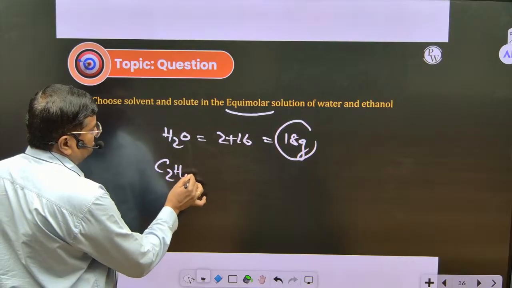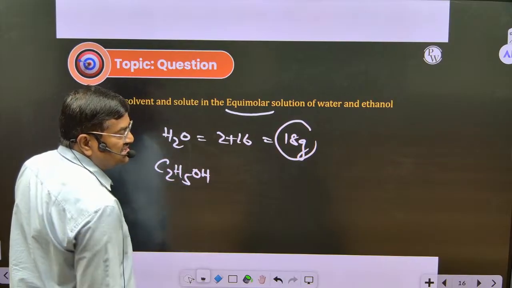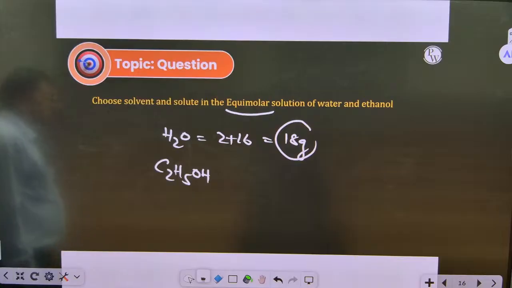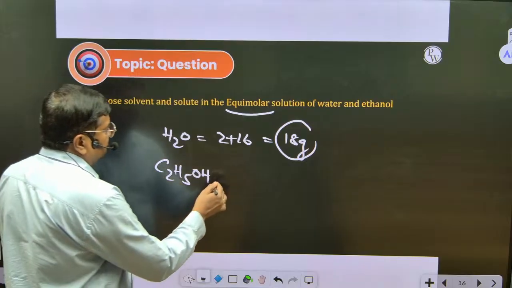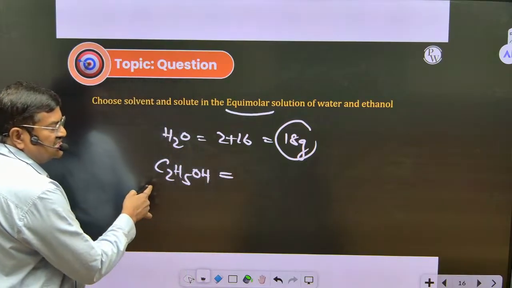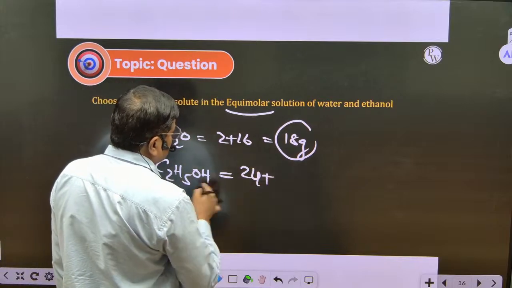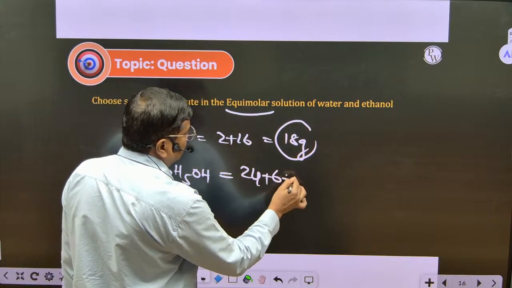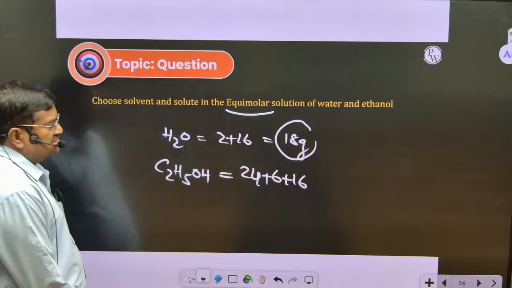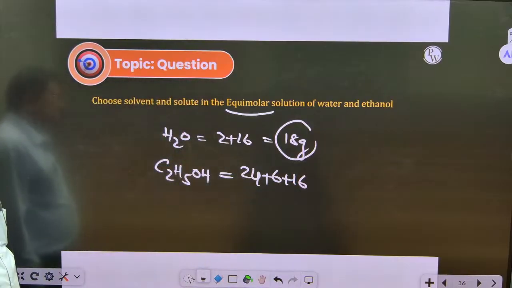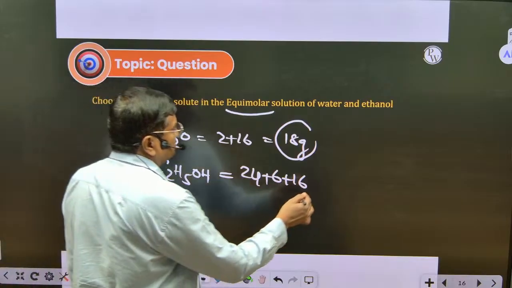Ethanol formula you have to know, later in organic chemistry people study. Ethyl alcohol is the common name, ethanol is the IUPAC name. Might be you know in 11th class organic chemistry. So find the molar mass of ethanol. Each carbon is 12, 12 into 2, 24. 24 plus hydrogen 6 plus 16. That comes how much, student? 30 plus 16, 46 is the molar mass.